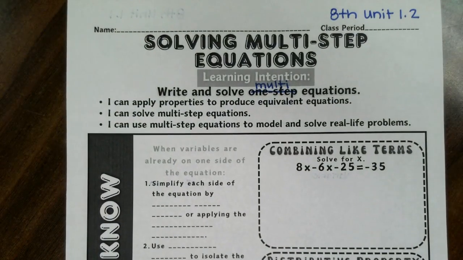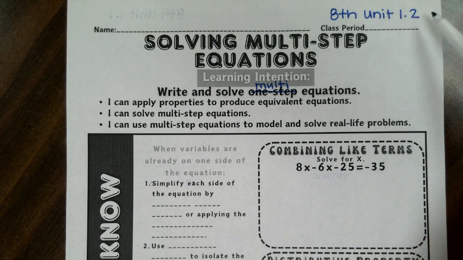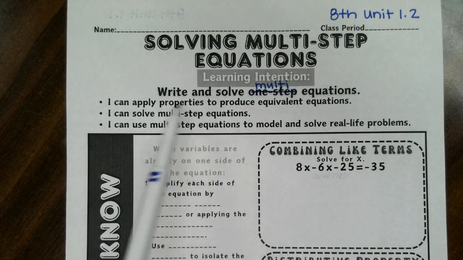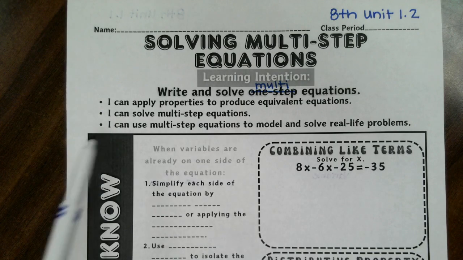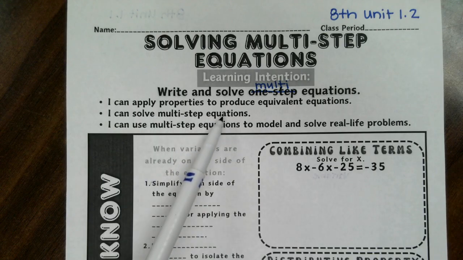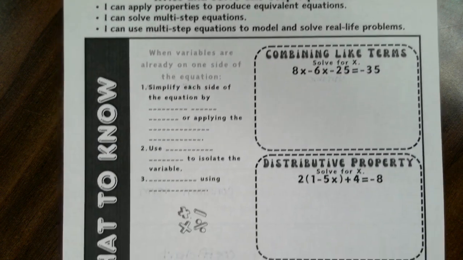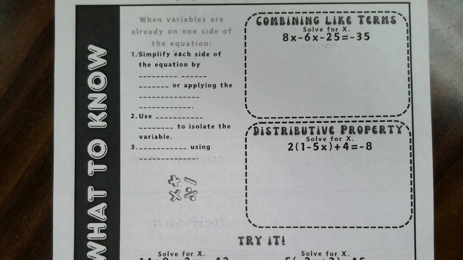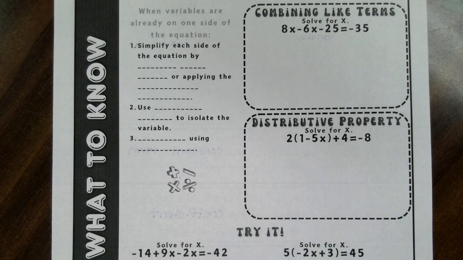Okie doke. So solving multi-step equations, please write 8th unit 1.2 up at the top. And our learning intention is to write and solve multi-step equations. You will know you're successful with that when you can apply properties to produce equivalent equations, when you can solve multi-step equations, and when you can use multi-step equations to model and solve real-life problems. Again, this is all things that we have been working on. So this is really just a recap of skills that we learned in the 7th grade book.